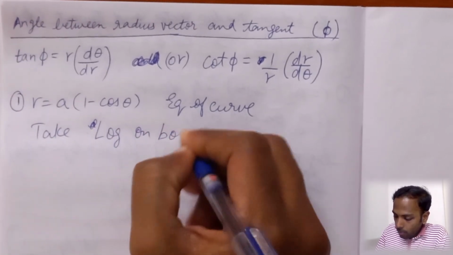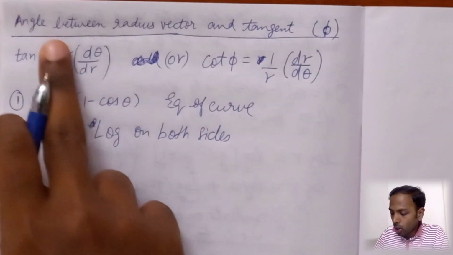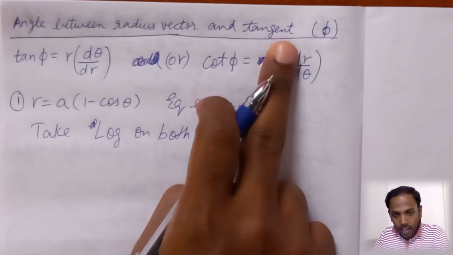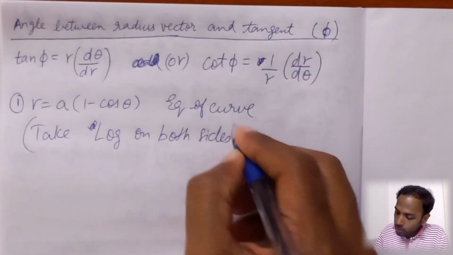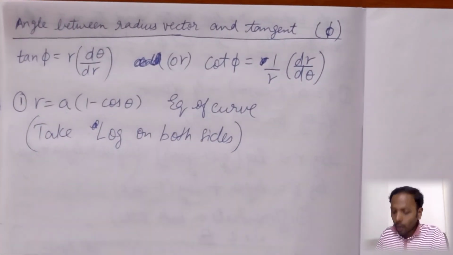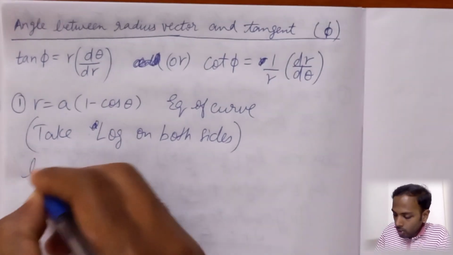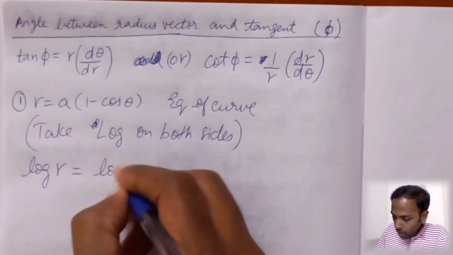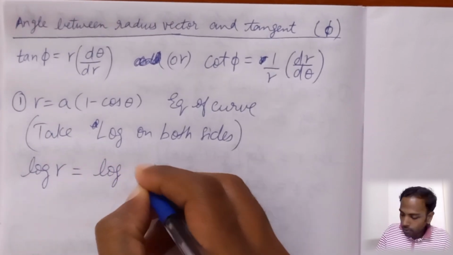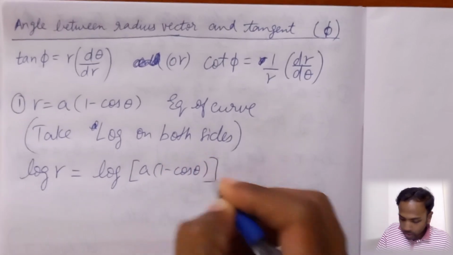log on both sides. Yes, for every single question that you solve on the angle between radius vector and tangent, the first step is always to take the log on both sides. This is how you start. So let's take log on both sides. It will become log r is equal to log of a into 1 minus cos theta.